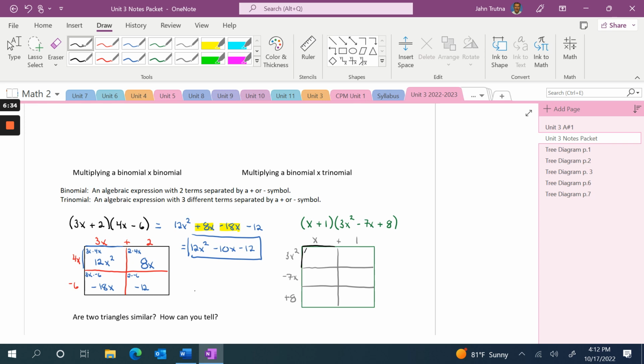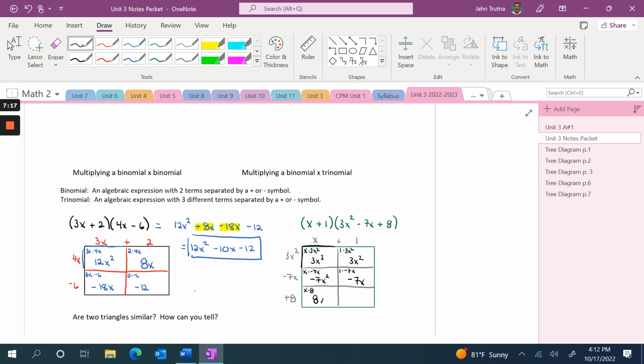So the top left rectangle, I would multiply x with 3x squared. That is 3x to the third power. The top right rectangle, I would multiply the positive 1 with the 3x squared. That is 3x squared. The middle left rectangle, I would multiply x with negative 7x. That is negative 7x squared. The middle right rectangle, I would multiply the positive 1 with the negative 7x. That is negative 7x. The bottom left rectangle, I would multiply x with positive 8.